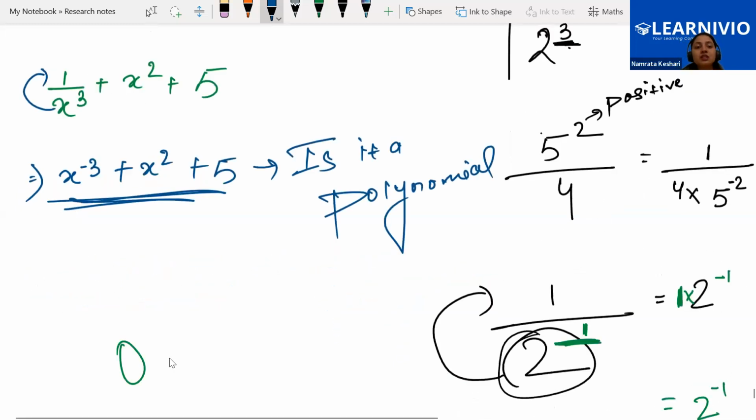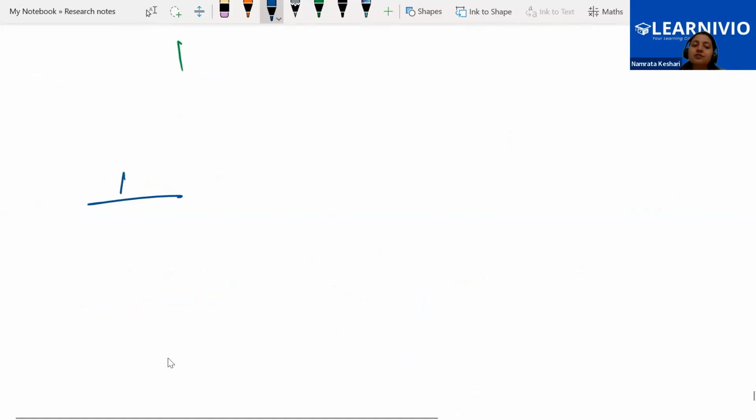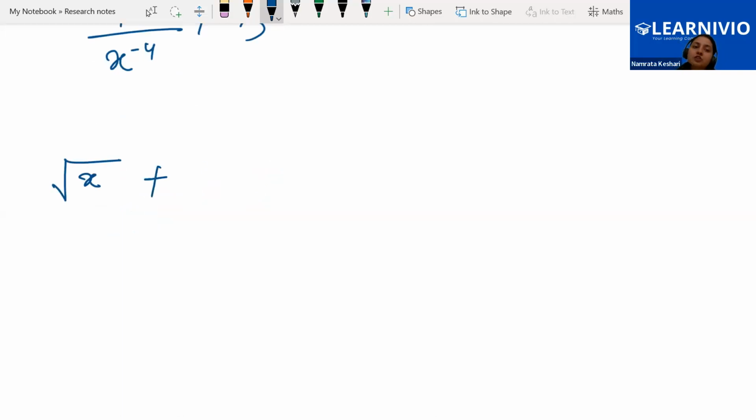Okay. And suppose the same question, if I customize the question and make it tricky, I will write like this: x to the power minus 4 plus 5. Is it a polynomial, Sarah? Yeah, it's a polynomial, because when you bring x to the power minus 4, which is sitting in the denominator, to the numerator, the power will become positive, and hence a whole number, and hence a polynomial. Got it? Yeah.